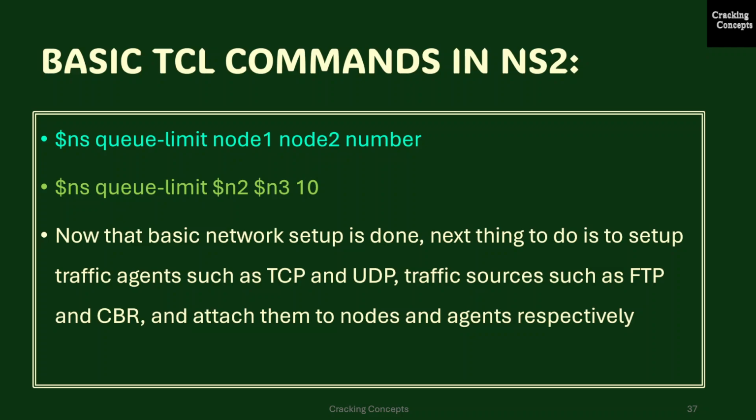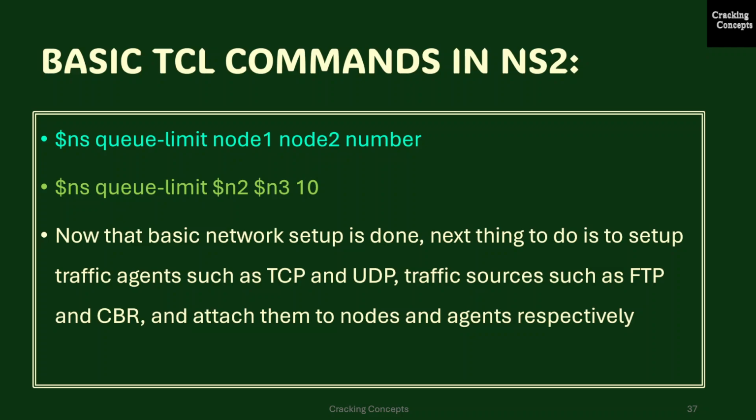Now that the basic network setup is done, the next thing to do is set up traffic agents such as TCP and UDP, traffic sources such as FTP and CBR, and attach them to nodes and agents respectively. For data to be sent here, we need two layers, which is the transport layer protocol consisting of TCP and UDP, and the application layer protocol which has FTP. CBR is a class of service.